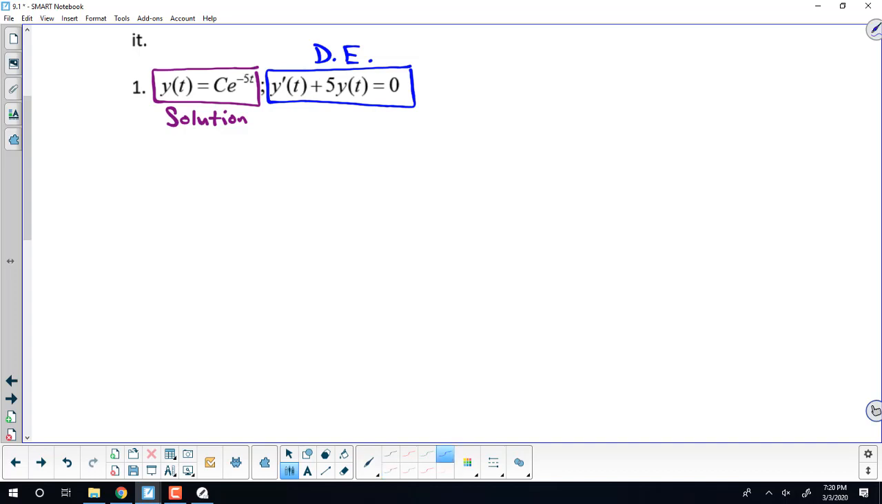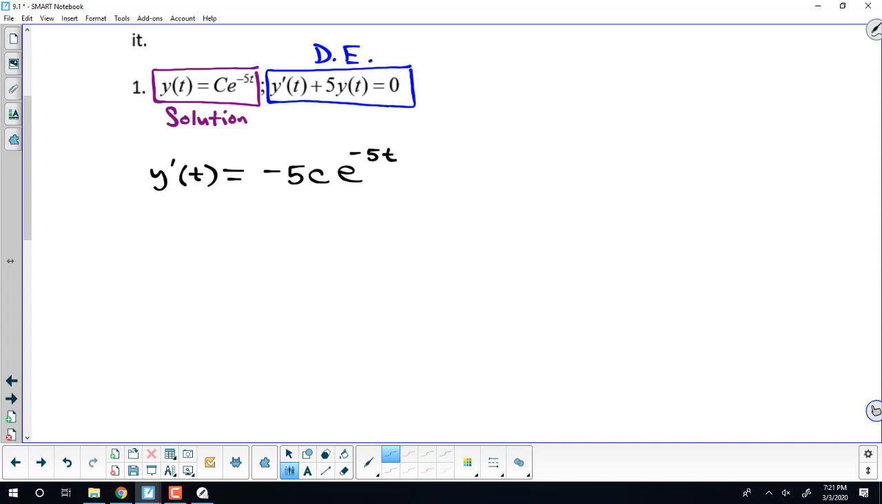So we have to find y prime because we have to add 5 times y to that to verify if it's 0. So the derivative of y, the derivative of some constant times e to the negative 5t would be what? What's the derivative of y? Negative 5c times e to the negative 5t. This is derivative with respect to t, right? That's our independent variable.